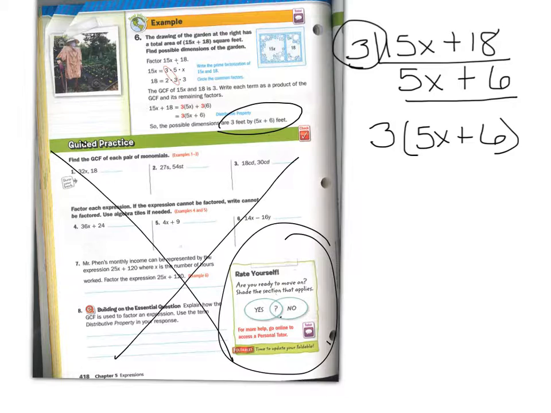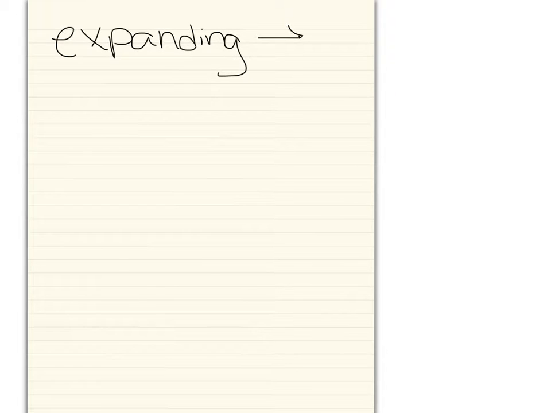Before we move on, though, and actually before you rate yourself, go to the next page, and I want to show you one more example of something. The one thing we didn't specifically talk about was expanding, okay? So expanding is simply using the distributive property. I'm going to write expanding. You can add or use the page that you have in your notes packet for this. This is distributive. I'm going to show you a couple of things.